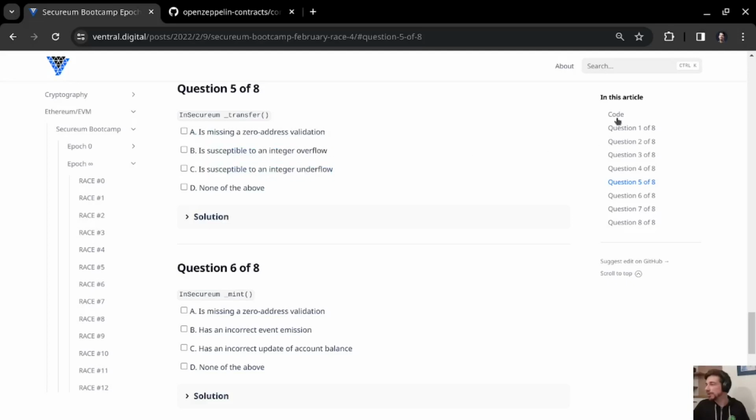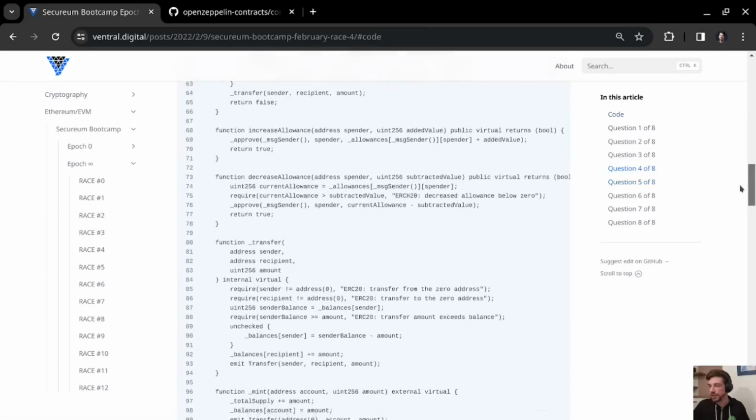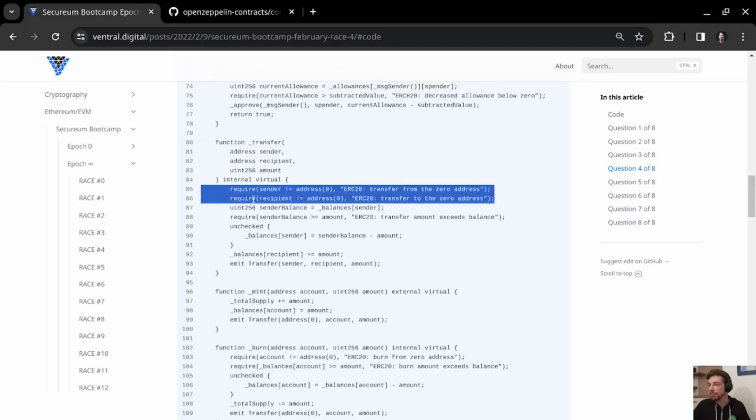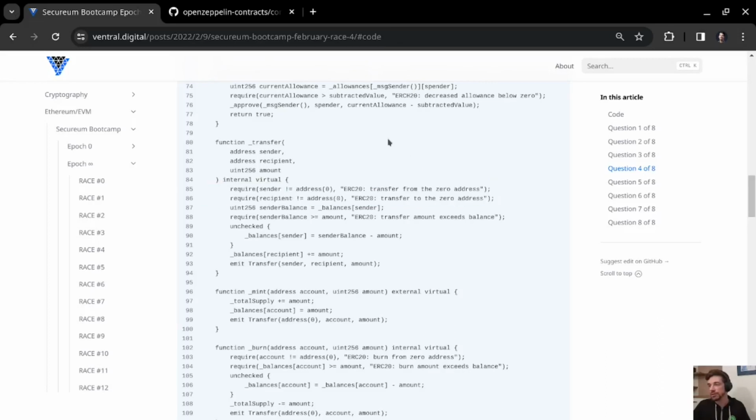So let's take a look at the underscore transfer function, which is right here. We can see that the only addresses that this contract is dealing with are the input parameters sender and recipient. We can also see that right at the start, both of these variables are checked to ensure that neither of them contain the zero address. So indeed, there is no zero address check missing in this one.